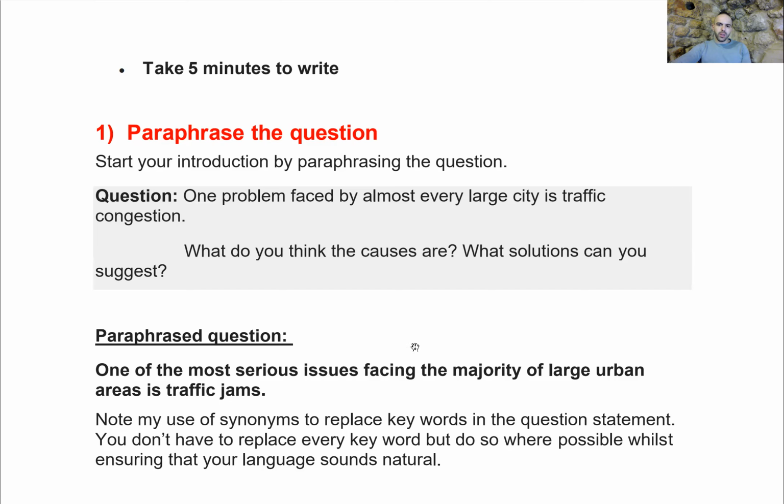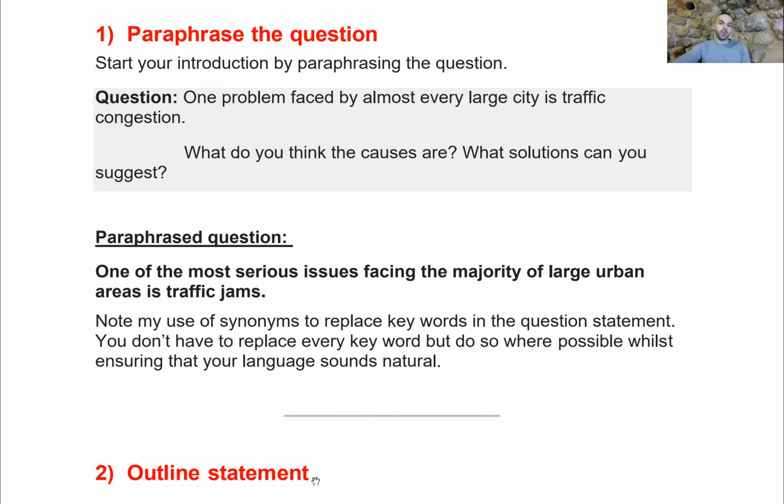Facing the majority was written instead of faced by almost every. Large urban areas instead of large city. So you can use urban areas instead of city. Traffic jams instead of traffic congestion, or you can even use heavy traffic, okay? So note my use of synonyms to replace keywords in the question statement. You don't have to replace every keyword, but do so where possible, whilst ensuring that your language sounds natural. And I have already told you about this specific point.